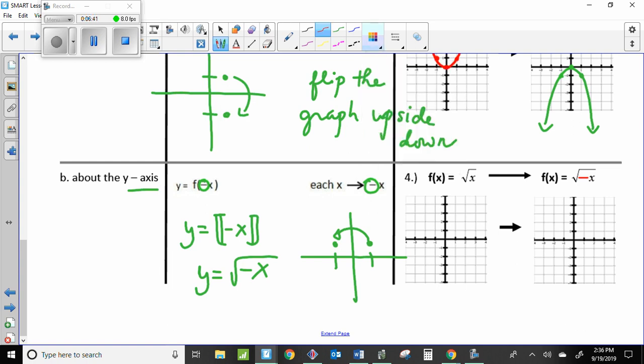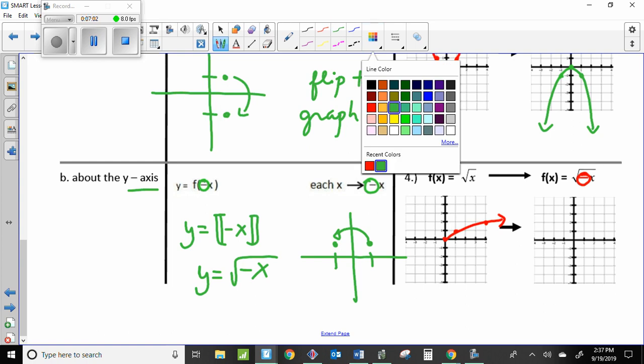So if I use my radical function, my square root, I will have 0, 0, 1, 1. And then the square root of 4 is positive 2. So this is my parent function of square root. Now, if I place a negative in front of the x, this will reflect the graph about the y-axis.